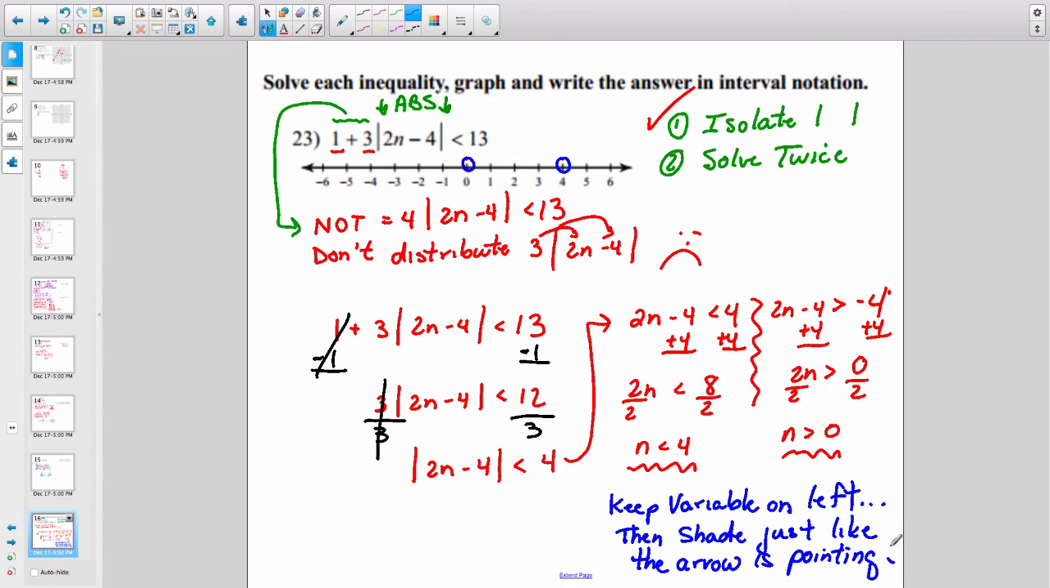It's just nice to have, if you're one of those students who has trouble thinking what do these arrows mean and who's greater than who's less than. If you keep your variable on the left-hand side, it's already showing you the way. So less than 4 goes that way. Now the other one was greater than 0. Look, it's pointing to the right, so that goes this way. Okay, so there's our answers on the inside.